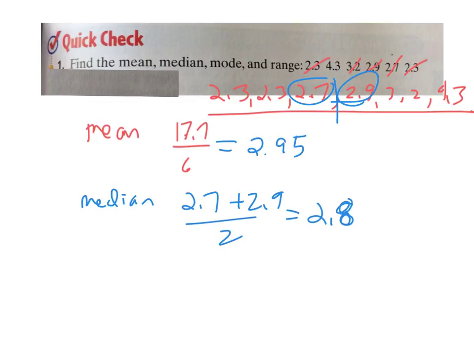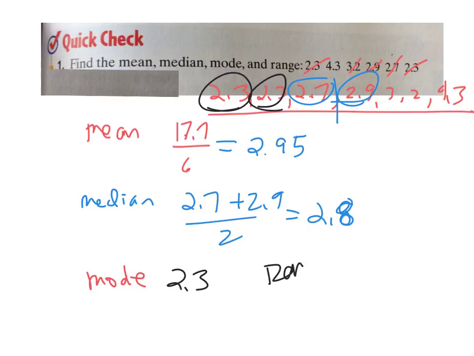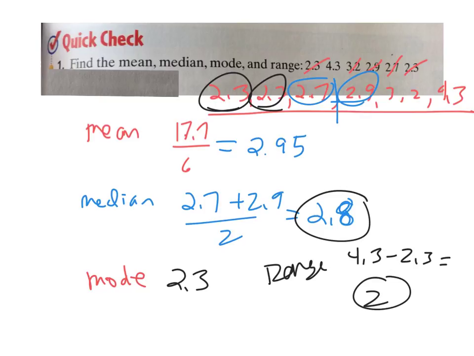Mode is the most frequently occurring. Sometimes there's not a mode, sometimes more than one mode, but we can see here that 2.3 appears twice, and that's the only one that does. So 2.3 is the mode. And then my range is biggest minus smallest, so 4.3 minus 2.3. Which is the number 2. Okay, so mean, median, mode, and range.